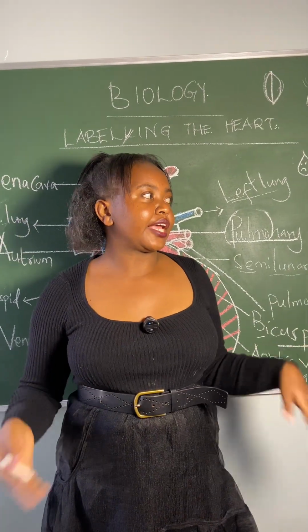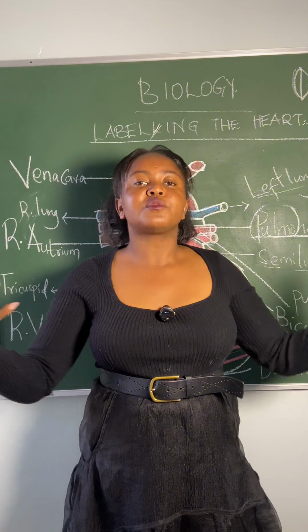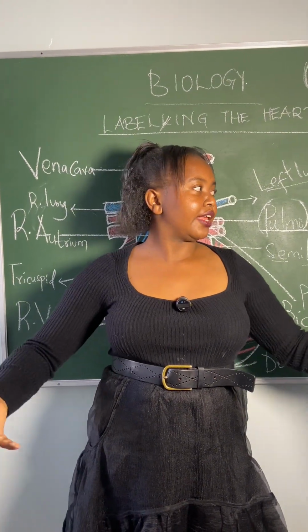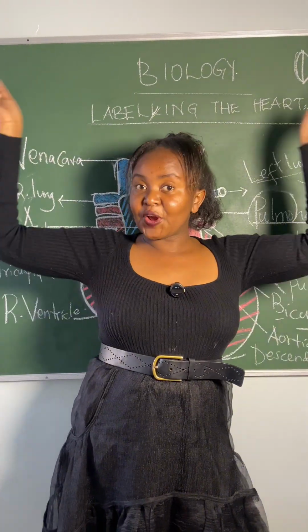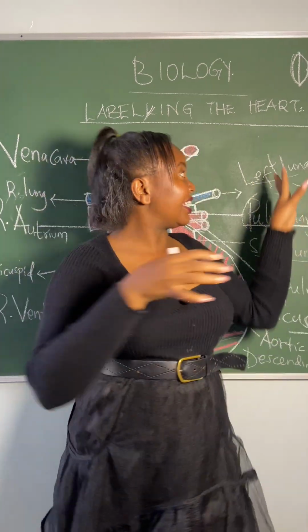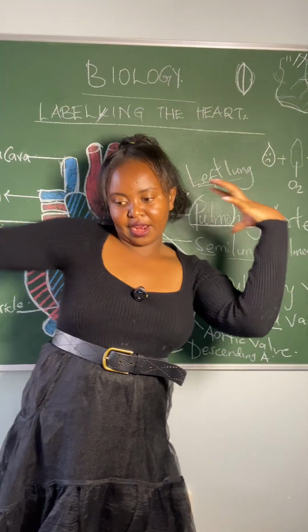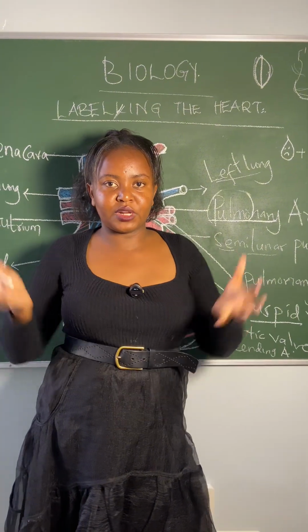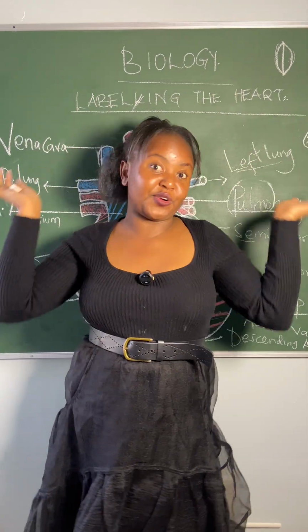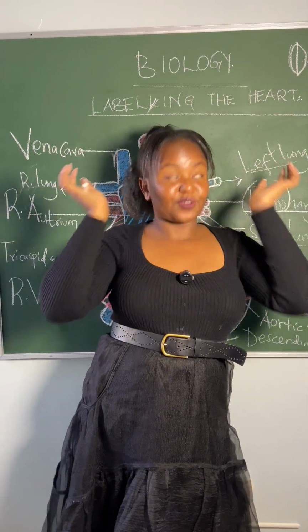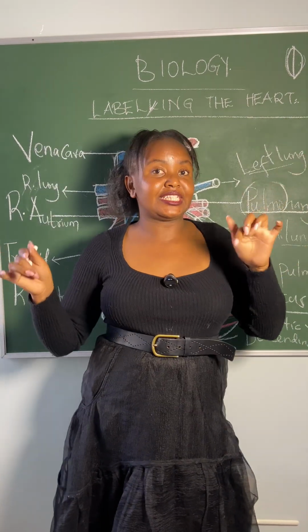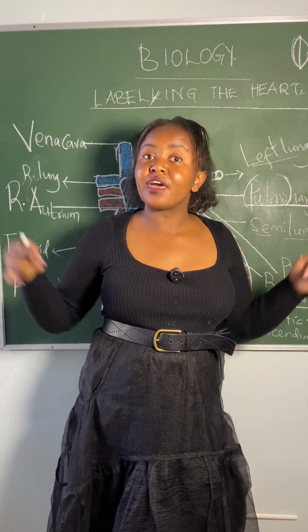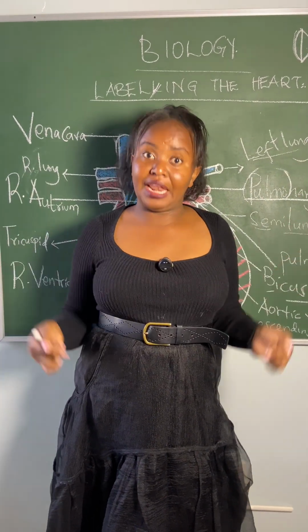What happens when a king or a queen comes to start reigning? They are crowned, coronated. So because it wraps around the heart, the artery wraps itself around the heart muscle. It's like a coronation, like a crown of thorns for Jesus. So that's why it's called the coronary artery. It supplies the heart muscles with oxygenated blood.